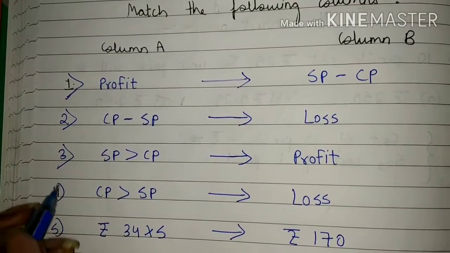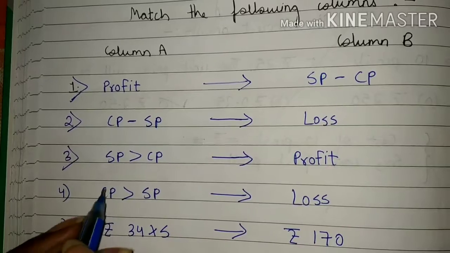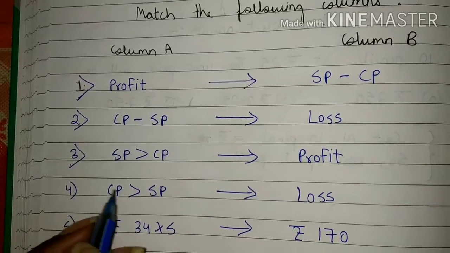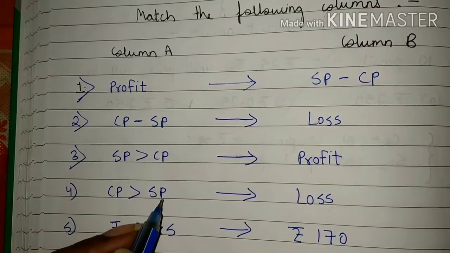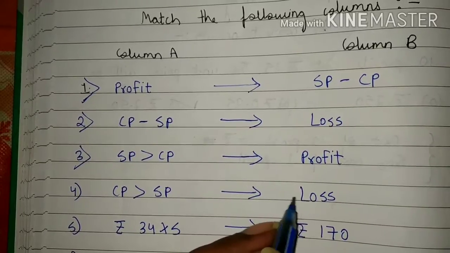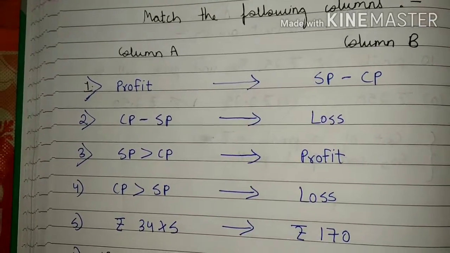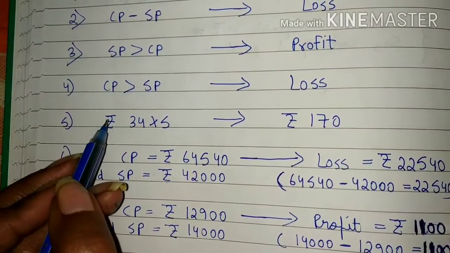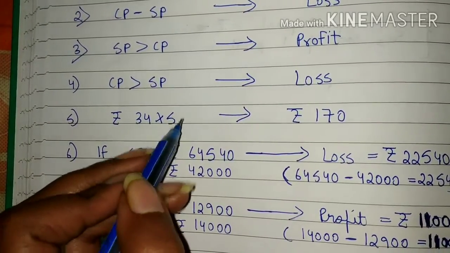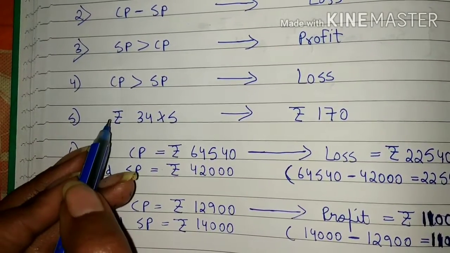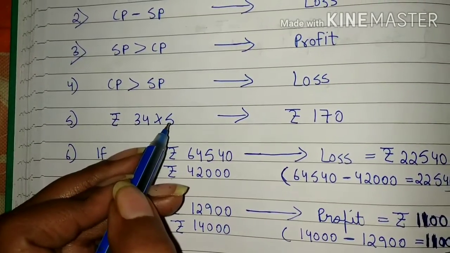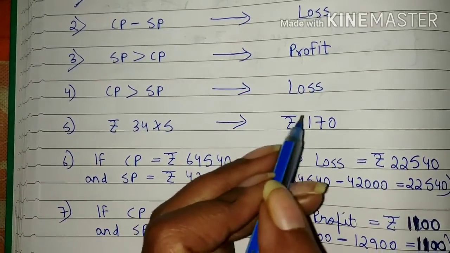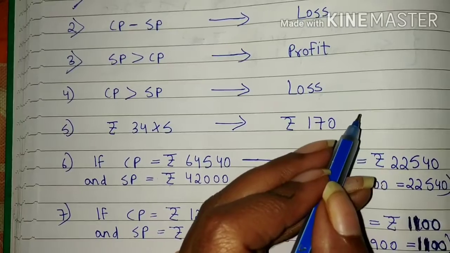Students, now come to fourth question. Cost price is greater than selling price is what? Students, if cost price is greater than selling price, then there is a loss. So loss is the correct answer. Students, now come to fifth question. Rupees 34 into 5 is what? Students, when you multiply rupees 34 by 5, you will get answer rupees 170. So, rupees 170 is the correct answer.